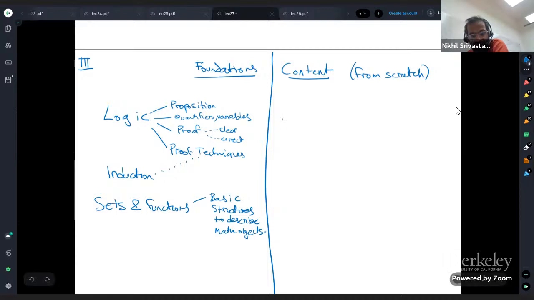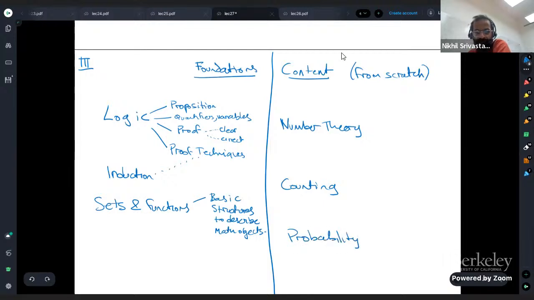And so the four things we did here were number theory, counting, probability, and graph theory.